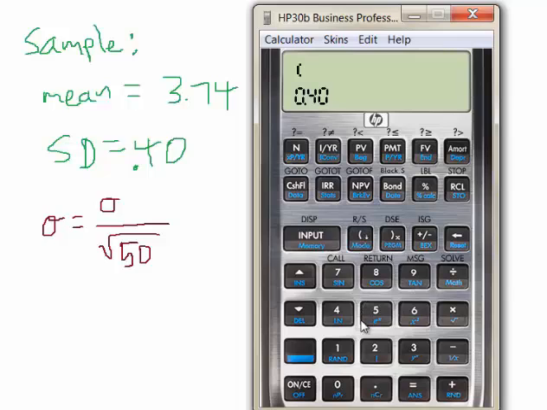So I'll say 50, and then I'll do the square root, and this is a shift, so I'll push this to operate the shift, and then push the square root of 7.07, close the parentheses, and that equals 0.057.